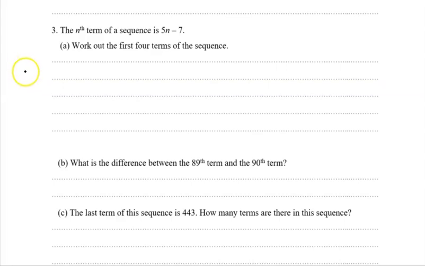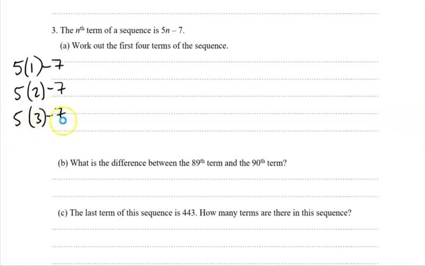So if you want to work out the first term, we're going to do 5 times 1 minus 7. Second term, we're doing 5 times 2 minus 7. So you replace the n completely with the term number. Then 5 times 3 minus 7. Then 5 times 4 minus 7.